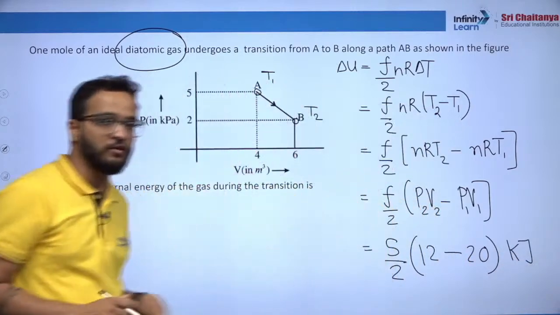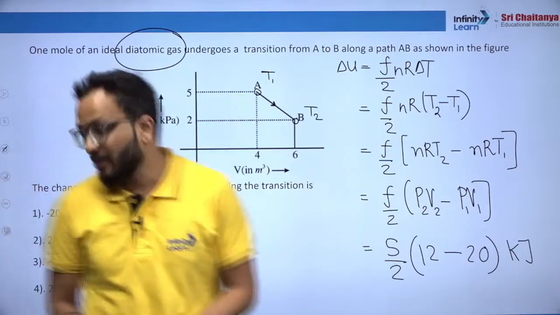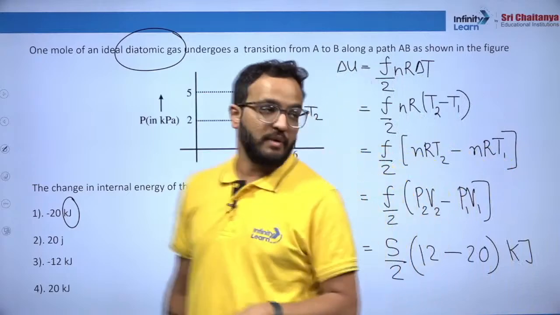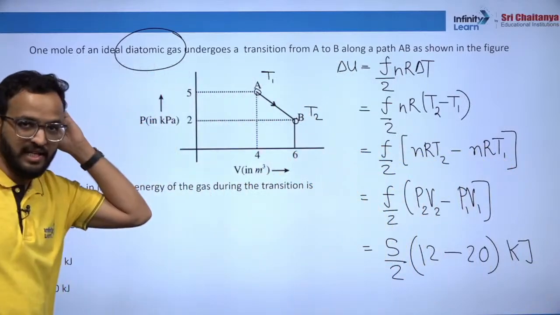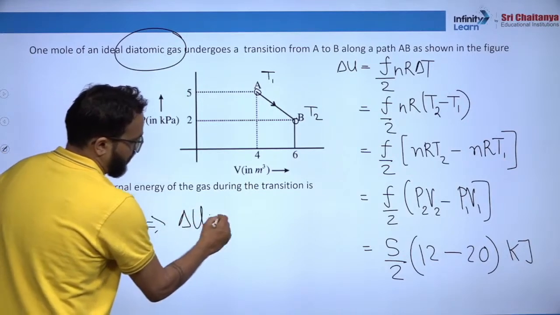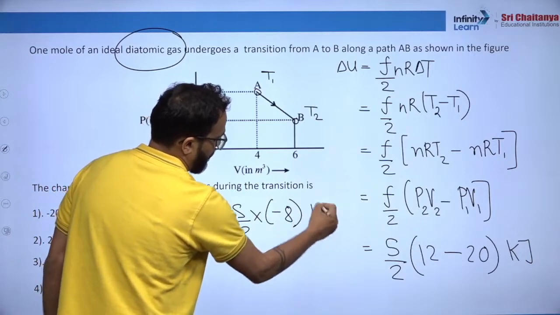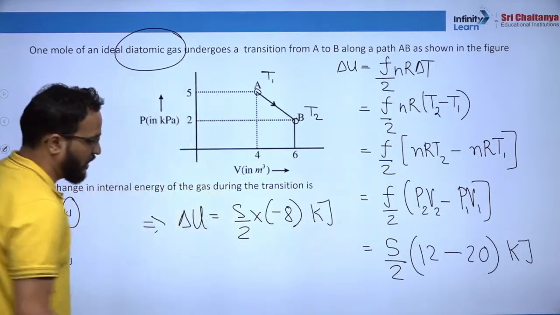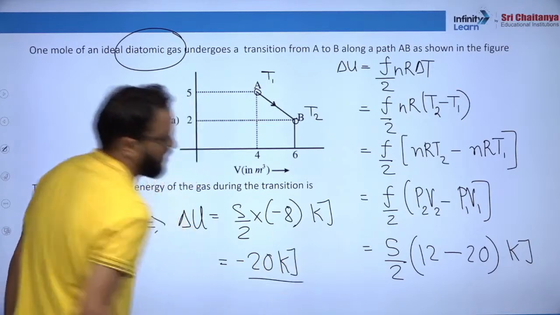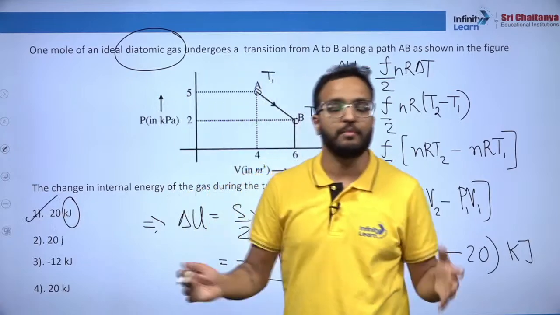So don't convert kilopascal into pascal, because the answer is given in the options in terms of kilojoules. So let it be kilojoules only. Now 20 minus 12 minus 20 is minus 8. So the answer is going to be 5 by 2 into minus 8 kilojoules, which is minus 20 kilojoules. Did you get any answer from this? You will say yes sir, the first option is matching, so the first option is right.